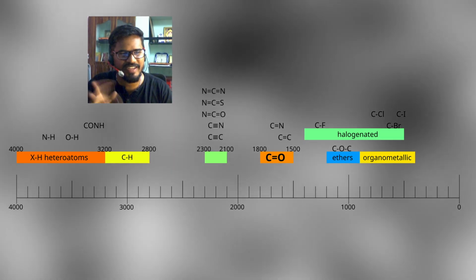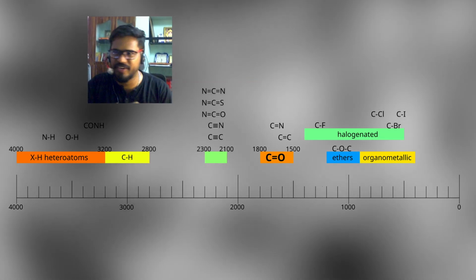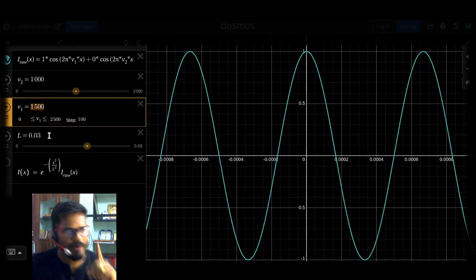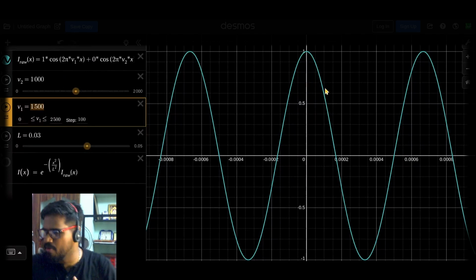At 3000, 1500, less than 1500, you get many interesting things. Okay, so this is the wave number. Now let's just add, okay, hey, if I were to take Fourier transform of this, what do we get?